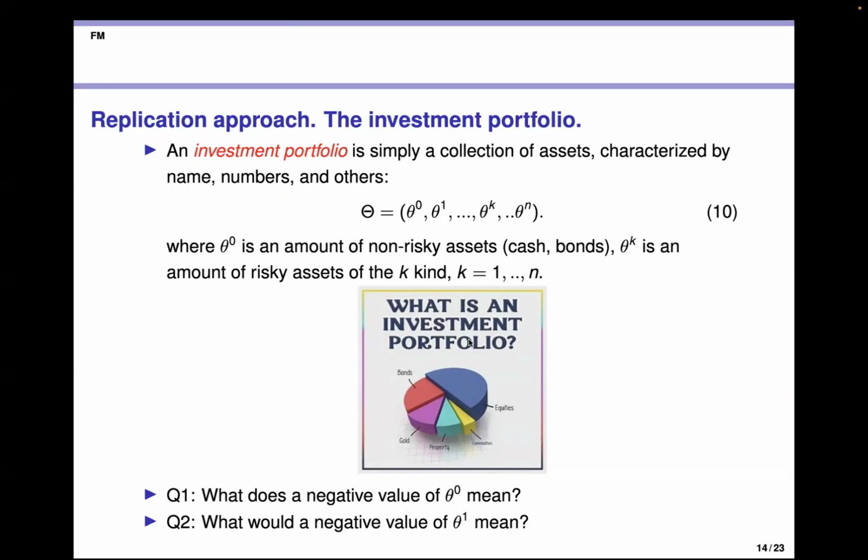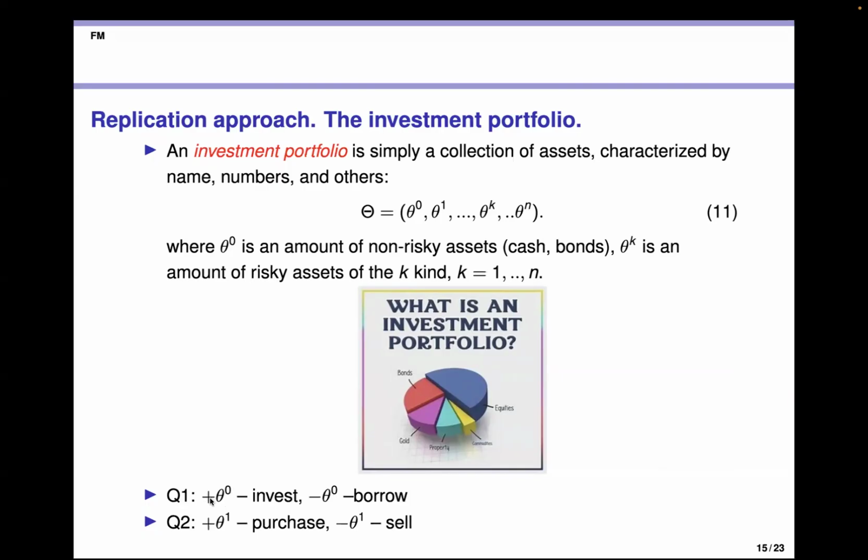Okay, so the answer is that theta 0 with plus is invested or our own cash. With minus it is borrowing. And for stock prices, it is long and short positions. With minus it is the position of the seller, a short position, and with plus it is the position of the buyer, a long position. Okay.